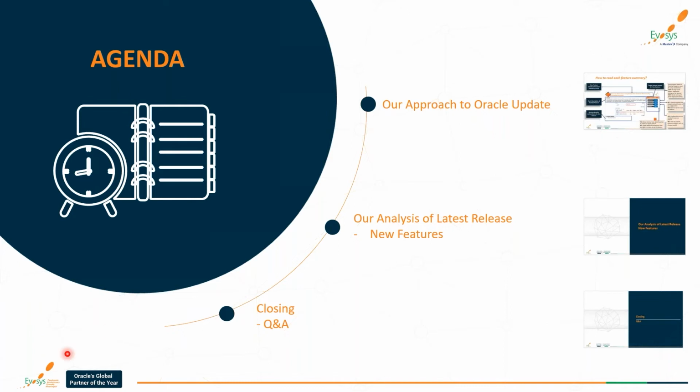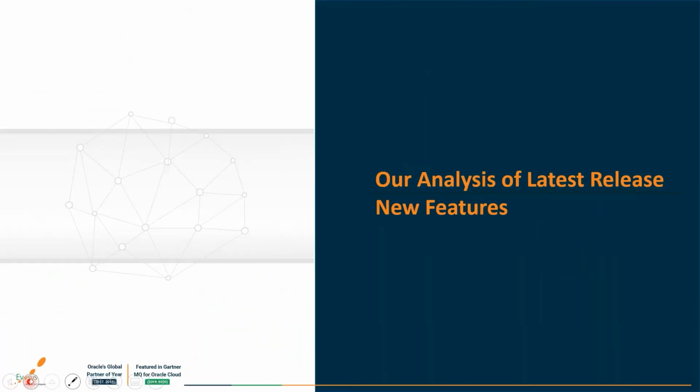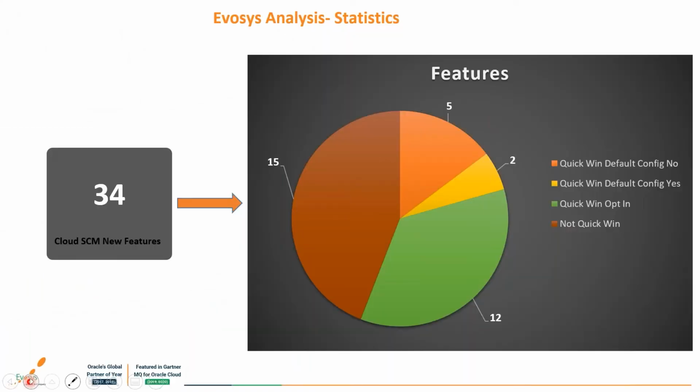I'll start with the point about showing the total number of features which are available as part of 22A. As most of you might be aware, when we perform the analysis for the features, we divide them into four main categories. The first one is the quick wins with the default configuration, where no separate setups or any changes are required. Then there are quick wins which are default in nature, but they do require minor changes in the setup.